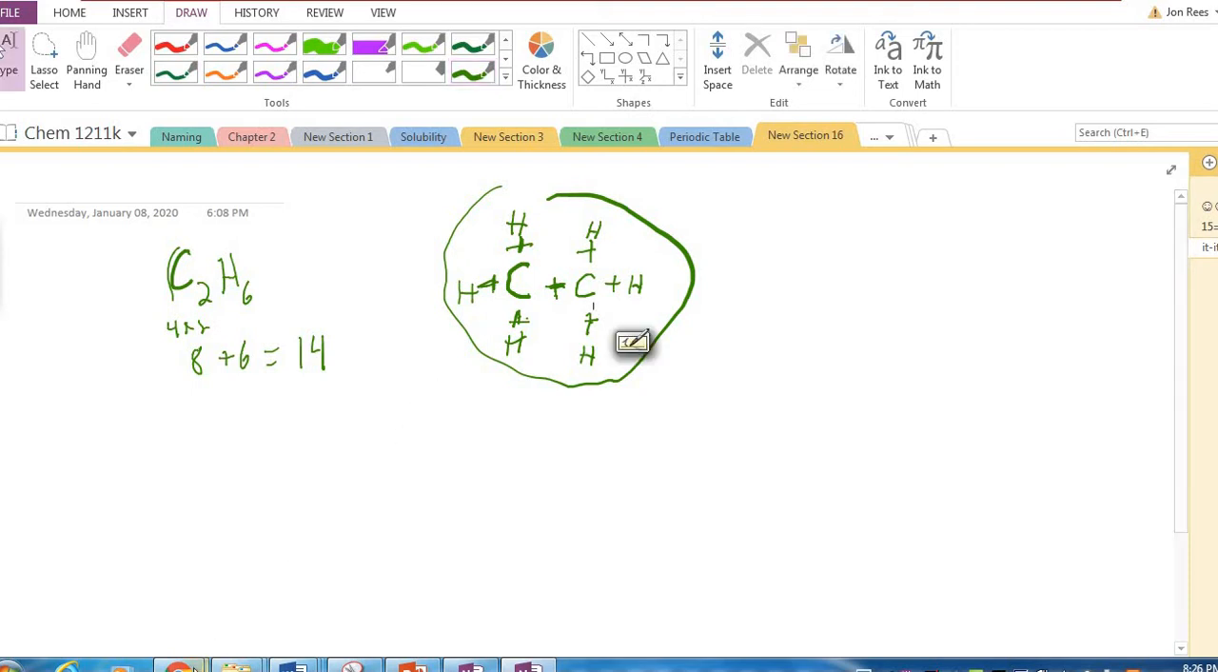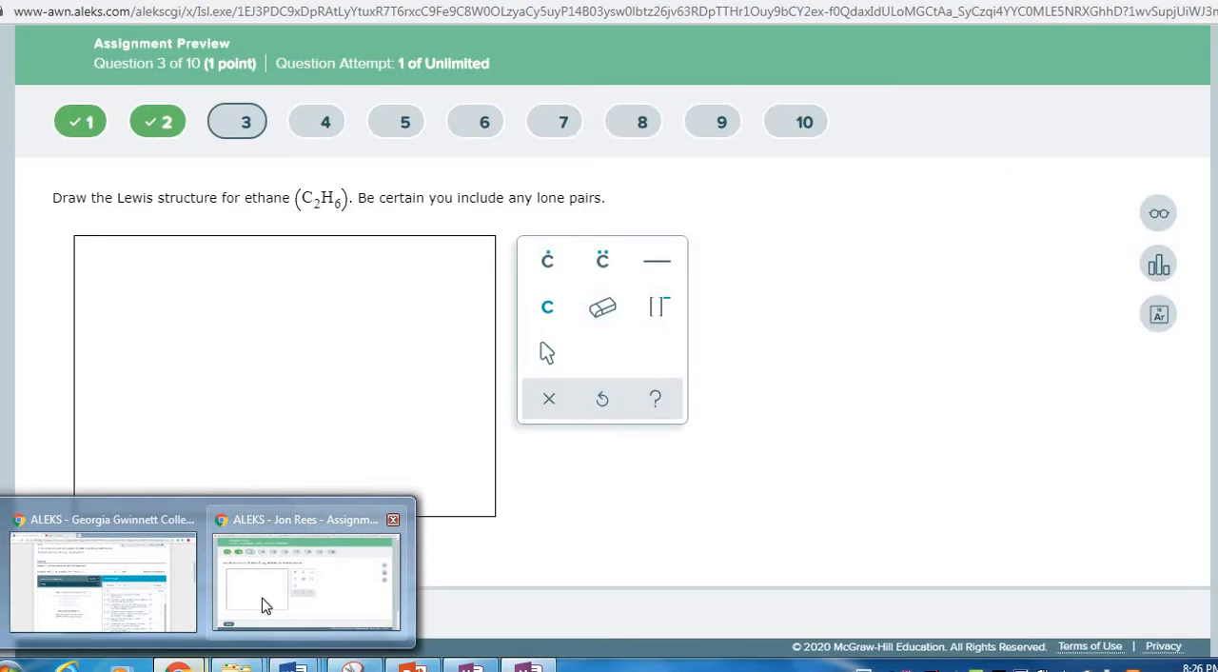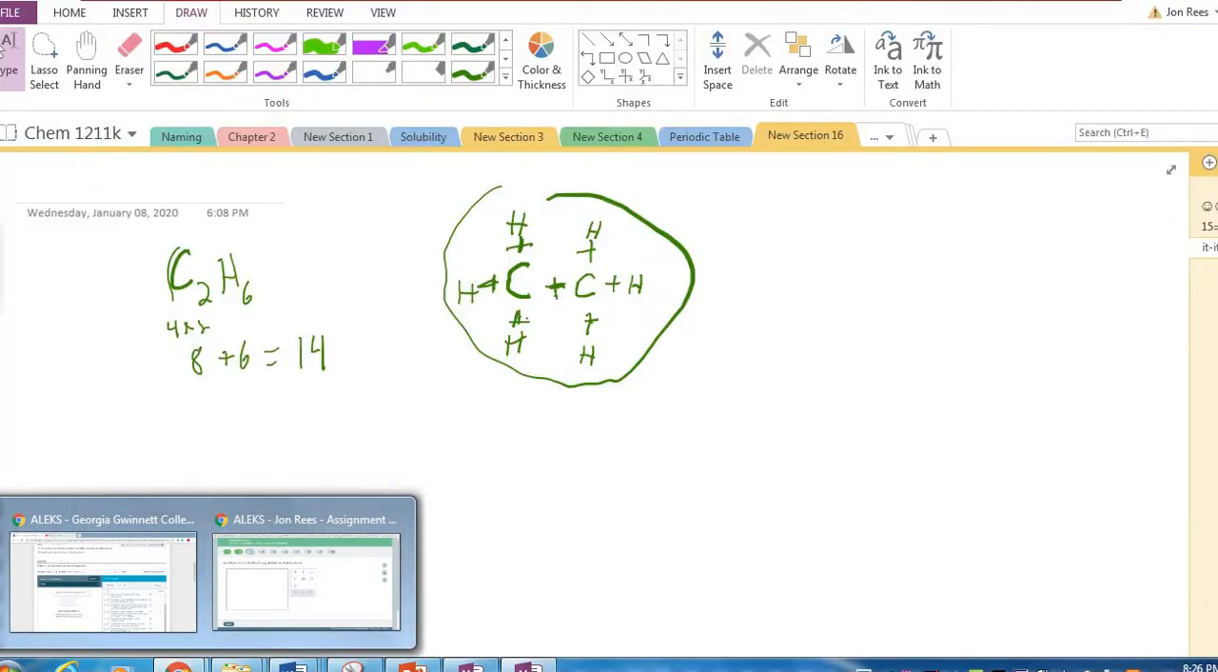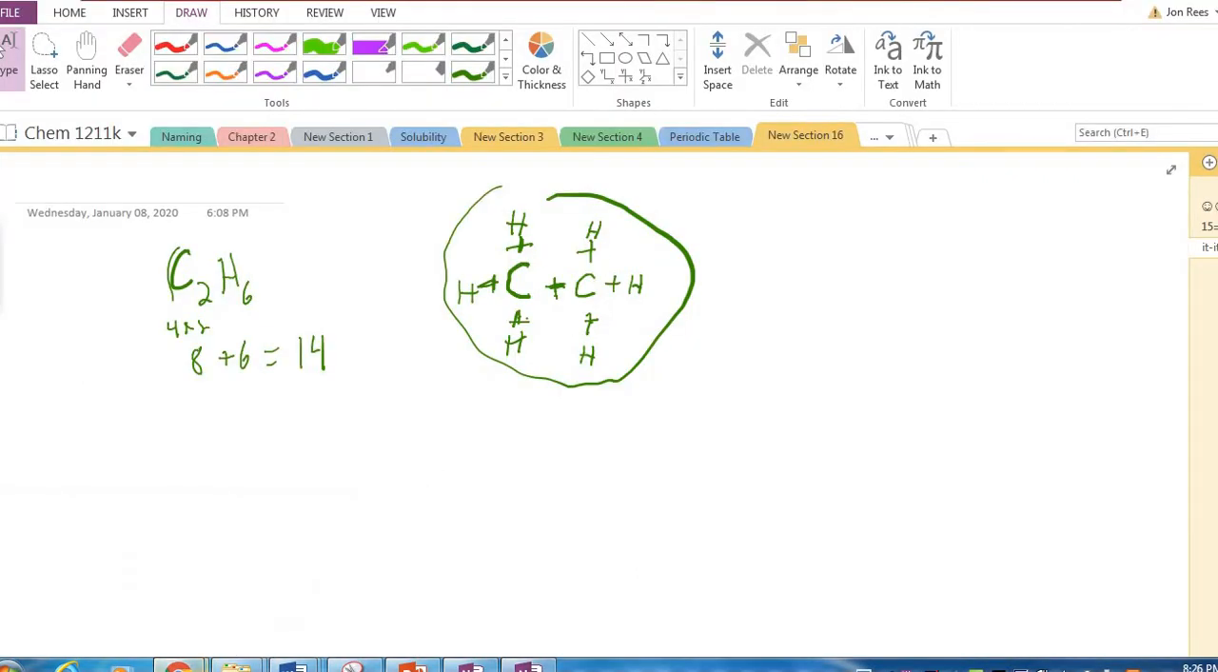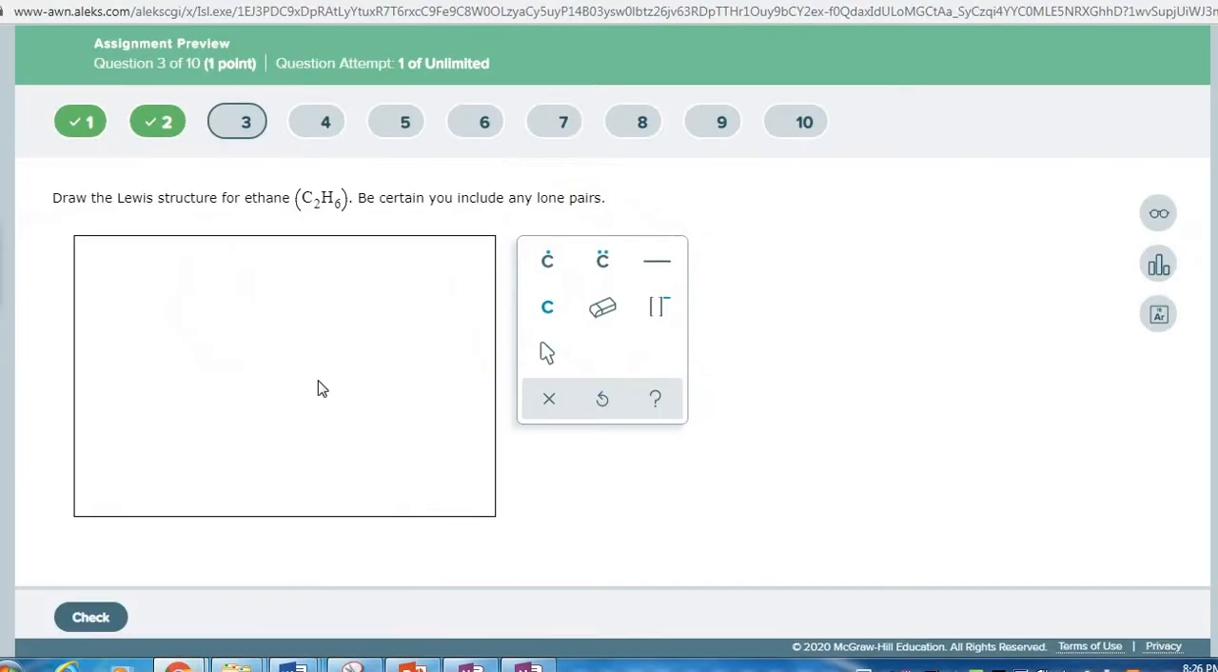So let's go back then to Alex here, and let's go ahead and draw what we just did in Alex. Okay. So let's go ahead and draw that carbon. Let's bond that to that second carbon. Okay, right there. So there's that second carbon. And then let's add those 6 hydrogens that we just drew.